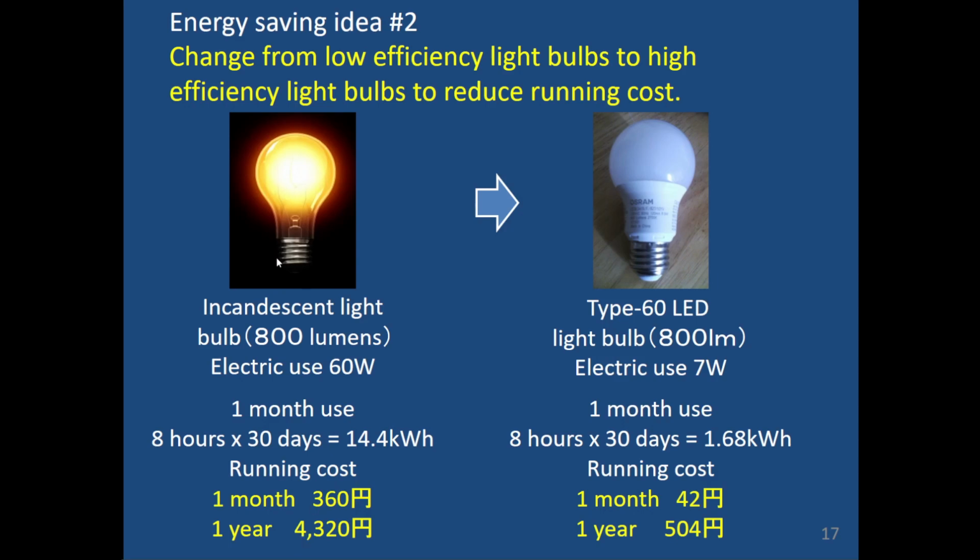For the LED bulb, it uses only 7 watts. For the same time, 8 hours for 30 days, it uses 1.68 kilowatt hours. So the running cost for 1 month is only 42 yen. And for 1 year, it's about 500 yen. So you can see there is a big savings.